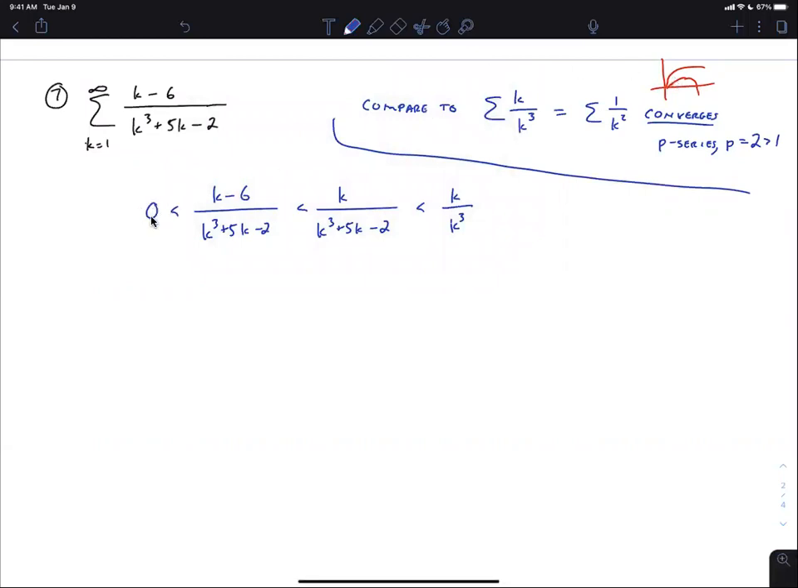So we're going to say, okay, well, 0 is smaller than the smallest one. 0 is smaller than this, which in turn is smaller than this. Now the logic is sound. So then the original series, the sum k equals 1 to infinity of k minus 6 over k to the third plus 5k minus 2 converges by, and we're going to call this the direct comparison test, or by direct comparison.